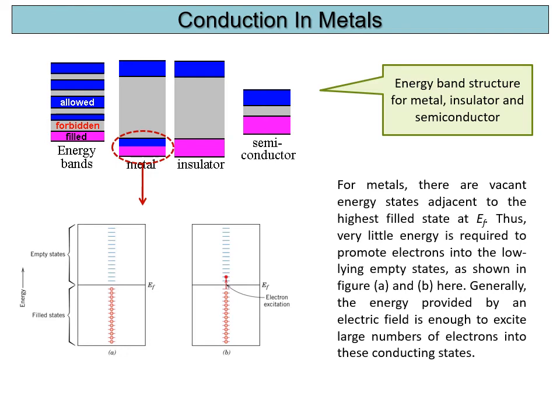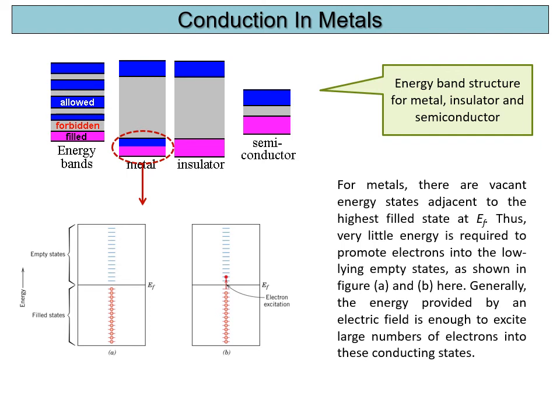So this is the conduction in metals. Energy band structure for metal, insulator and semiconductor. We can see for metal, there is an overlap of the conduction band and also the valence band. While for the insulator, the gap is much bigger compared to the semiconductor.